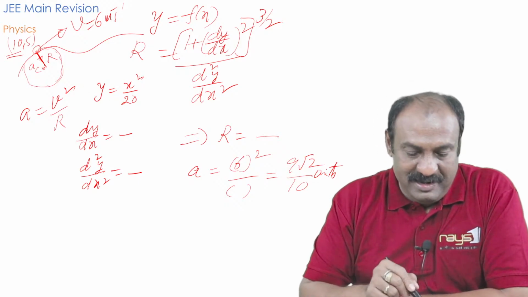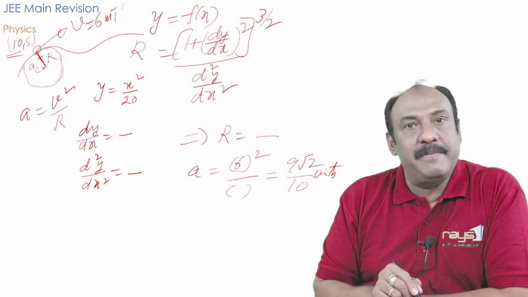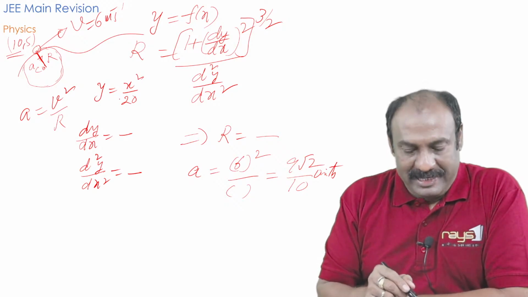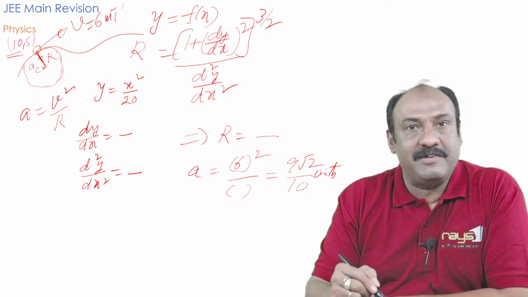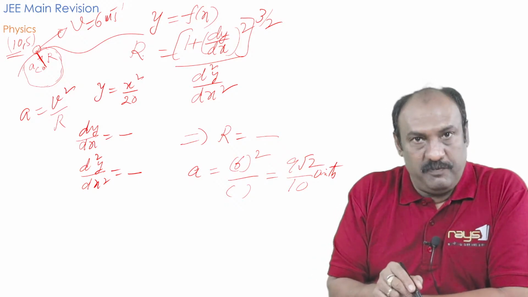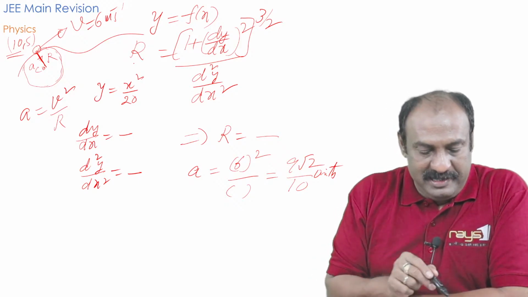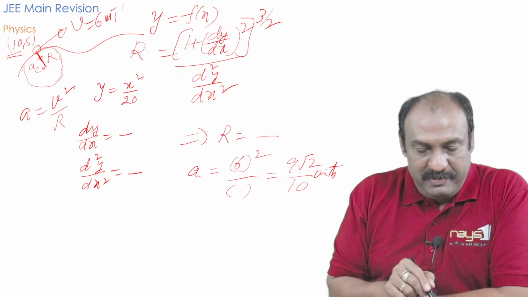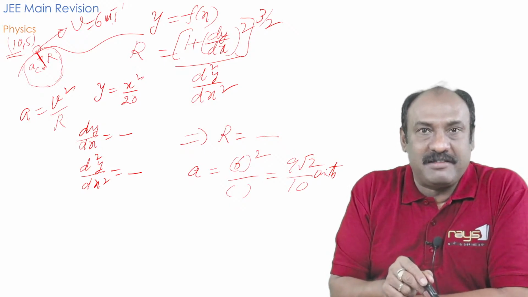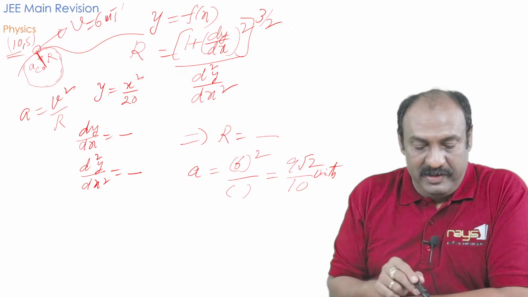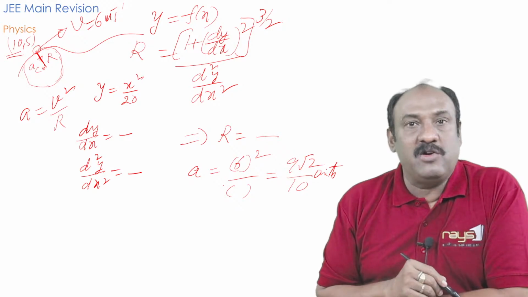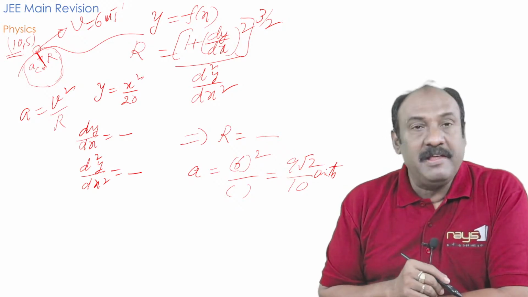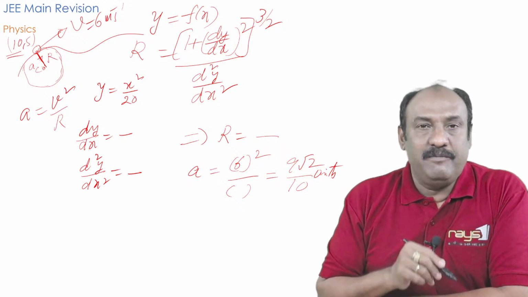So y is given as x square by 20, you calculate dy by dx. From that again you calculate d square y by dx square. You substitute these two values in this equation, then you get the r value. So what we want here is the acceleration of the skier, v square by r. The v value is directly given as 6 meter per second. So you substitute the v value and r value in this equation. Finally you get the answer as 9 root 2 by 10 units as the acceleration of the skier.